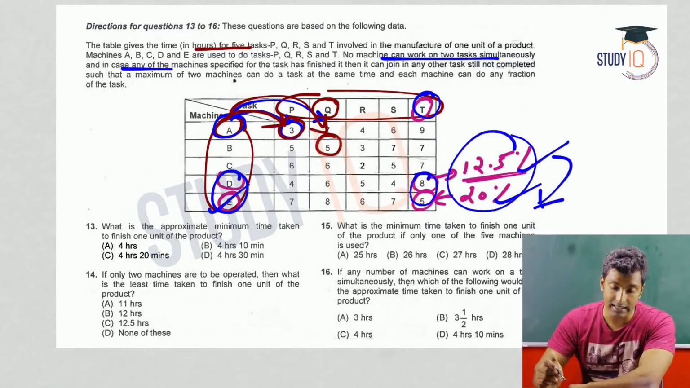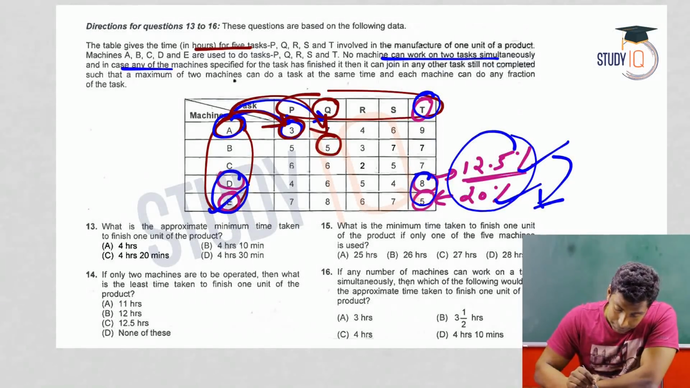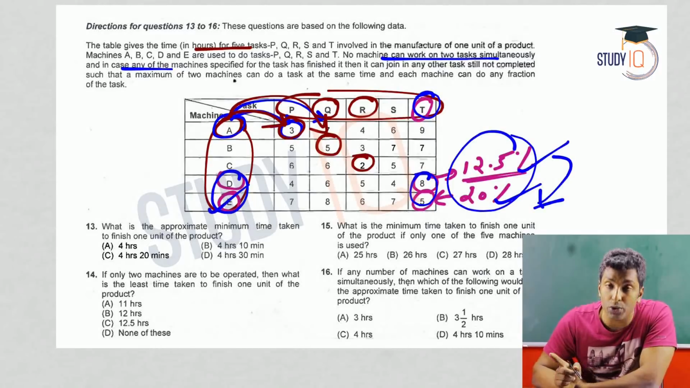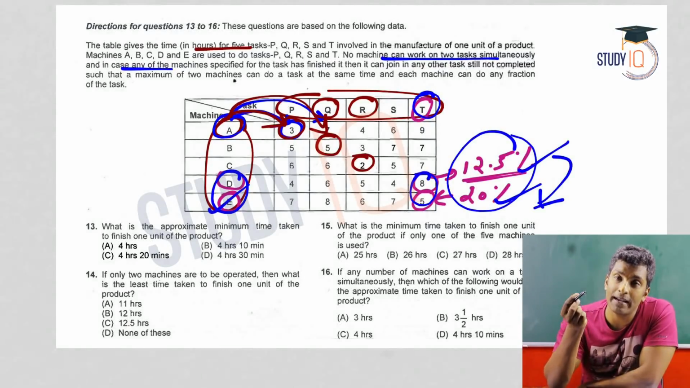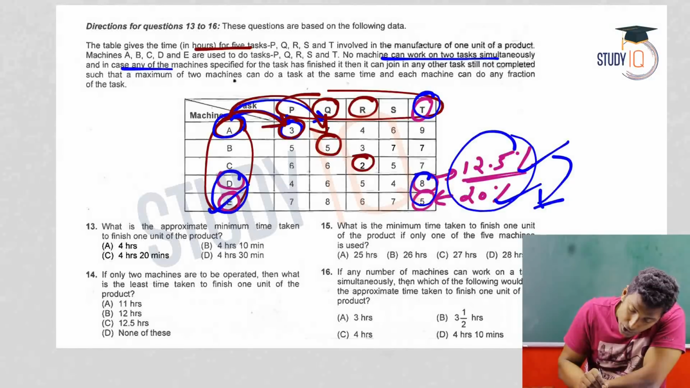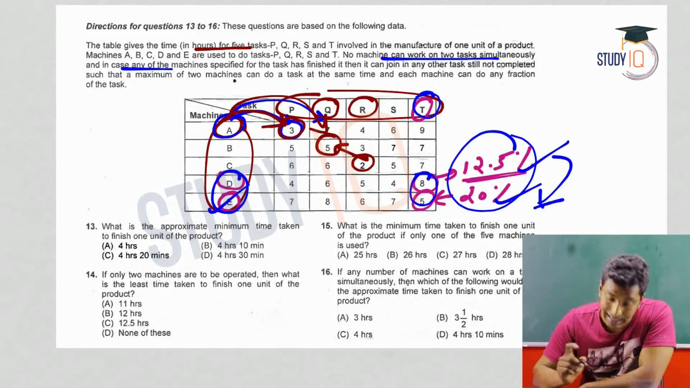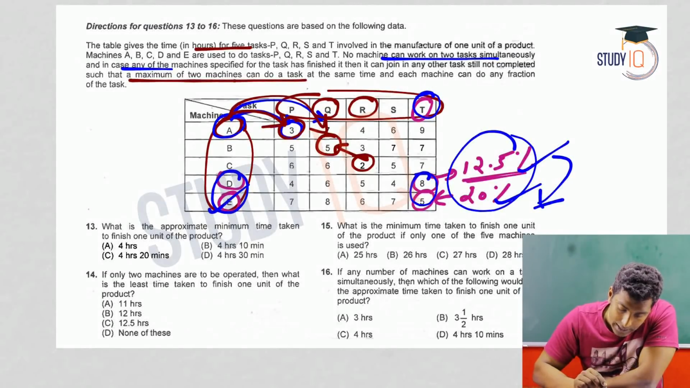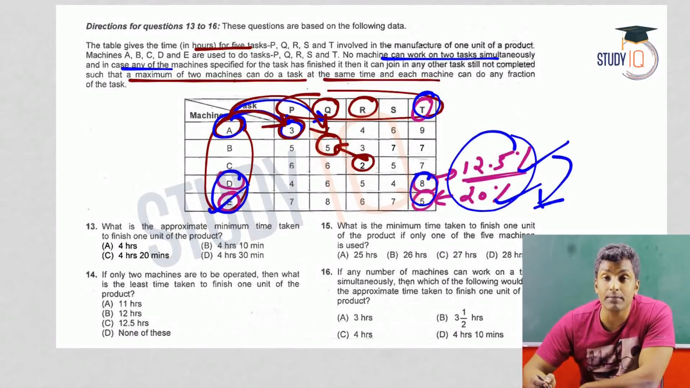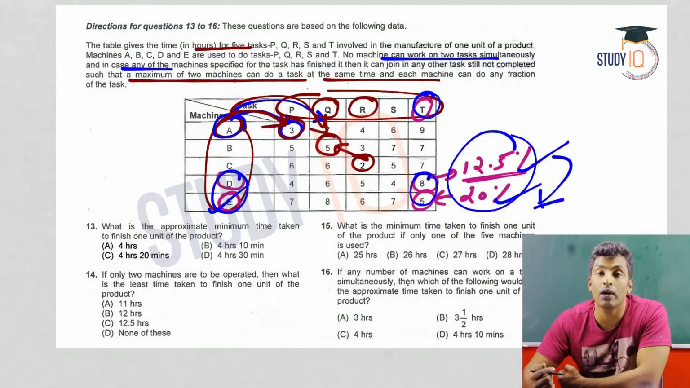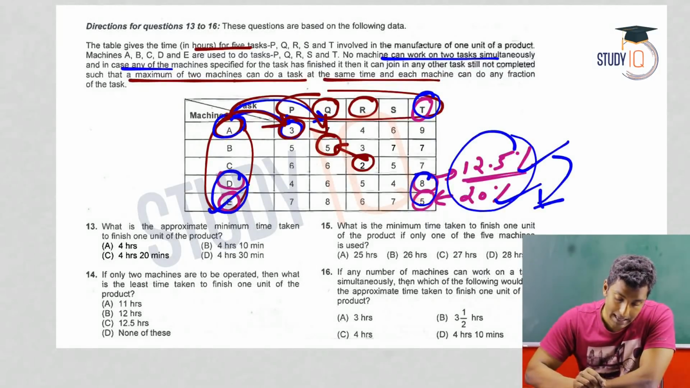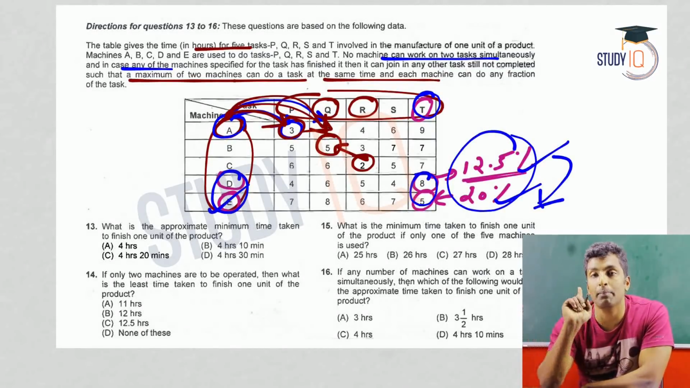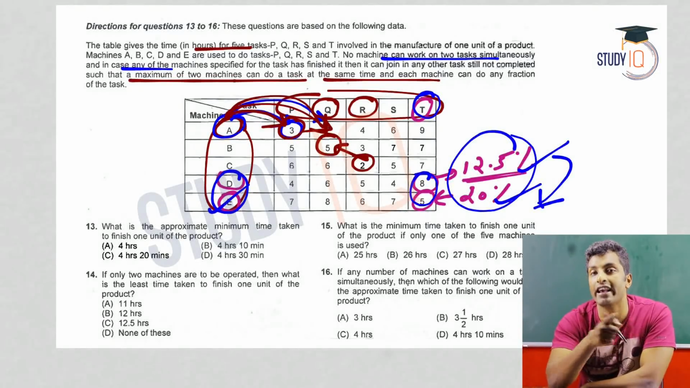Okay, one more condition. Now you may think, what if machine C, let's suppose machine C can complete the work R in 2 hours. So machine C, after completing the work R in 2 hours, can also join here. No, that is not possible. That is what is mentioned here. Maximum of 2 machines can do a task at the same time. So if A is helping B, C cannot help B, or if C is helping B, A cannot help B.